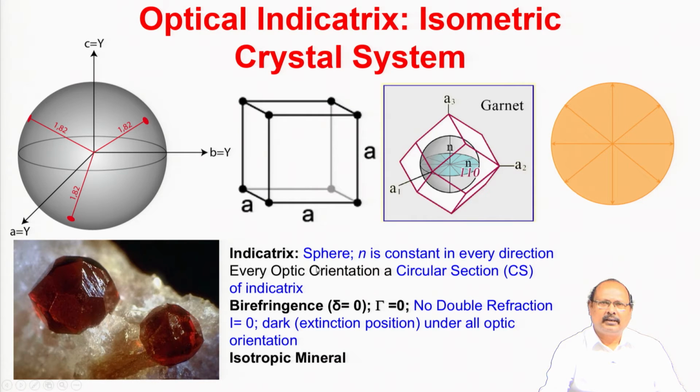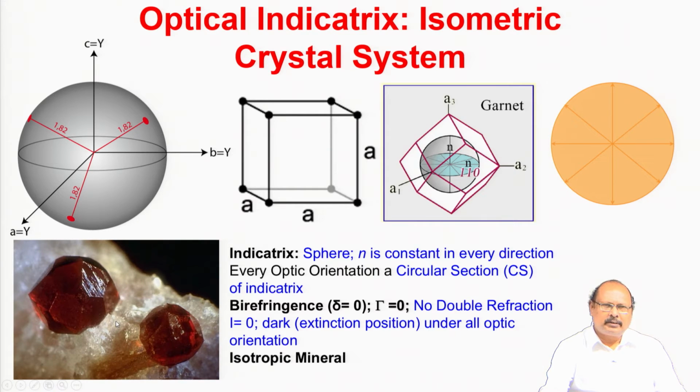which crystallize in the isometric crystal system have an indicatrix shape which is a sphere, and these minerals are called isotropic minerals. And this is a very good example of the same garnet, a natural garnet crystal. You see, the shape is equidimensional in all directions. So, that is the essential feature of minerals belonging to the isometric crystal system.